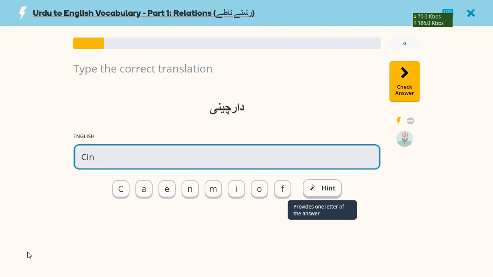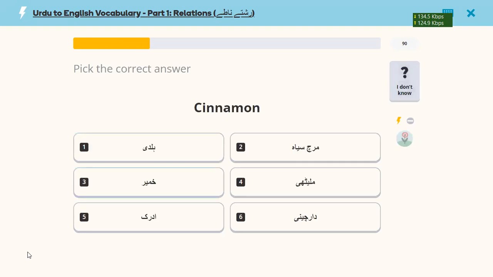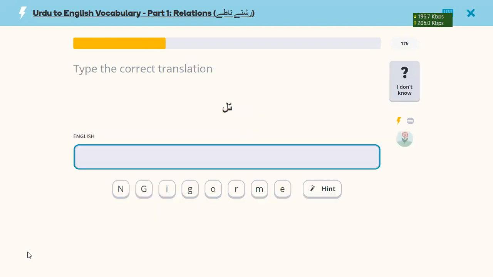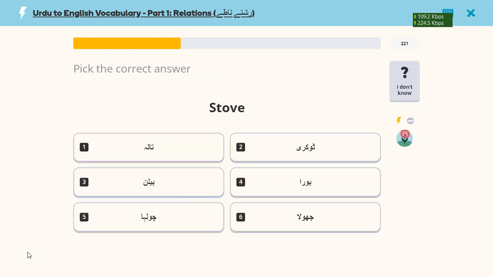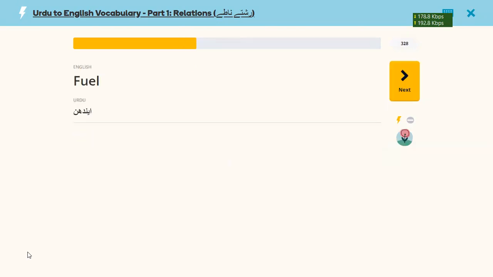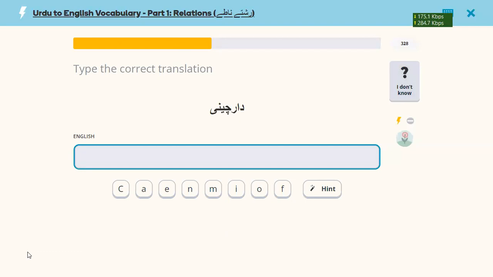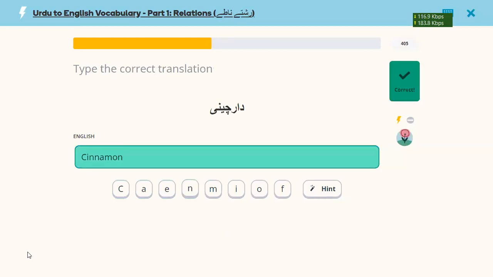Cinnamon. Spelling. Stove. S-T-O-V-E. Stove. Chula. Handi. Sixth option. Darjeeling. Niger. N-I-G-E-R. Chula. Fifth one. Chula.